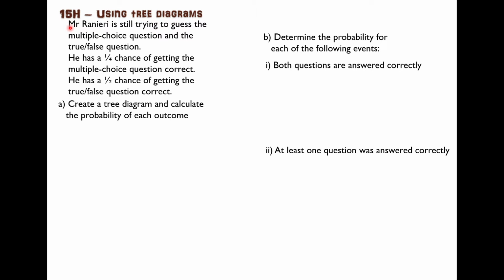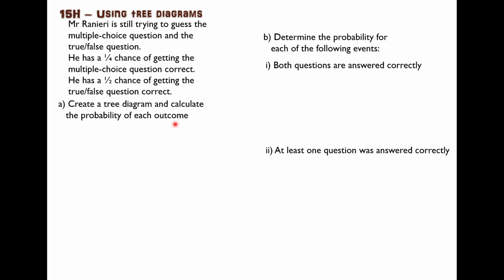In this scenario, Mr. Ranieri is still trying to guess the multiple choice question and the true or false question. This is one we looked at a while ago in 15D when we were looking at sample space. Anyway, for the multiple choice question, he has a 1 in 4 chance, a quarter chance of getting the question correct. And he has a 1 in 2, a half chance of getting the true or false question correct. Create a tree diagram and calculate the probability of each outcome.